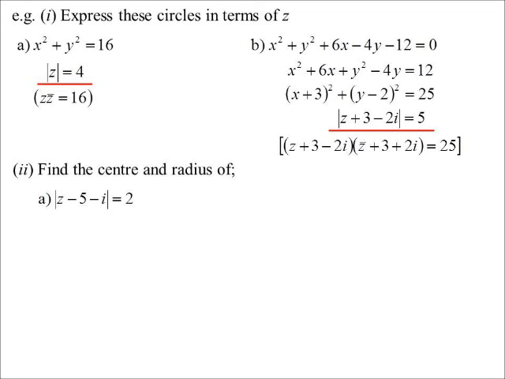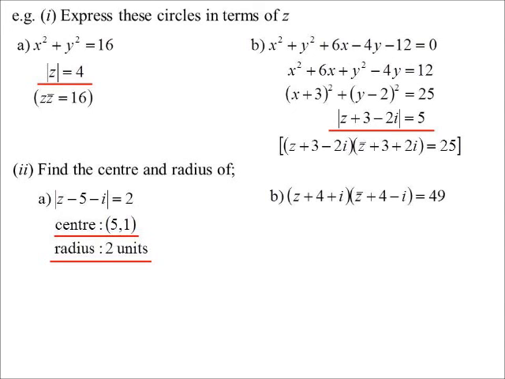Find the centre and the radius of this particular one. So now we've got it in that form. Okay, well, what are they telling me? I'm getting z, and I'm joining it up to the point 5, 1, and the length of that is always 2. Right, so I know its centre is 5, 1, and I know the radius is 2. Done.